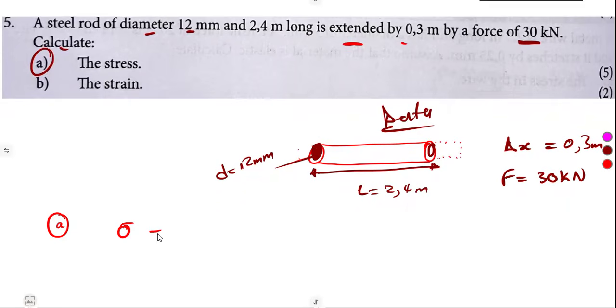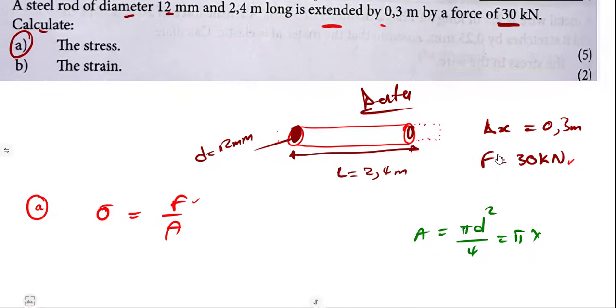As we hear, our direct stress is force over the area. The force is already given. We have it. But the area now, from where? The diameter. So you're going to calculate your area first. So area, remember that's pi d squared over 4. So that's pi times, using our diameter.